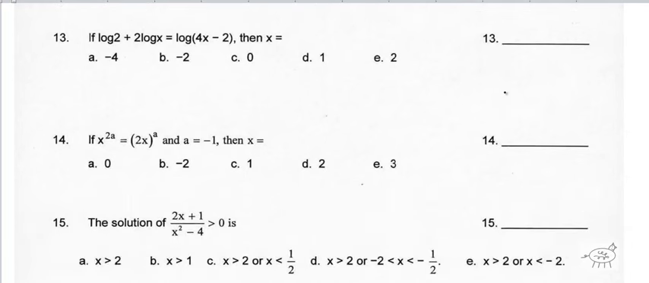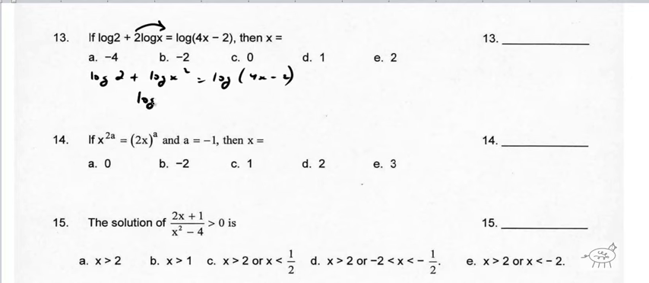Okay, 13. I would definitely review log properties for the ACT. What you're trying to do here is condense it to have a log on one side and a log on the other. Because once you do that, you can just set those values equal to each other. It's kind of nice. So I'm going to move that 2 to the top here. So I get log of 2 plus log of x squared equals log of 4x minus 2. And then this is addition, so it's really multiplication. So it's log of 2x squared equals log of 4x minus 2.